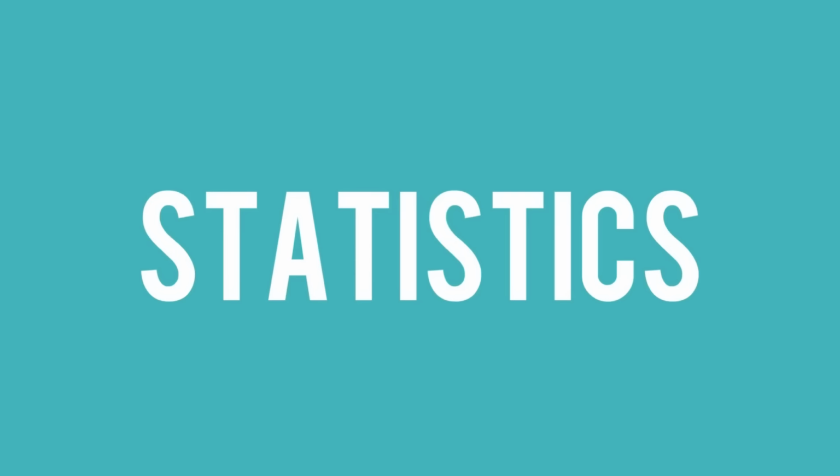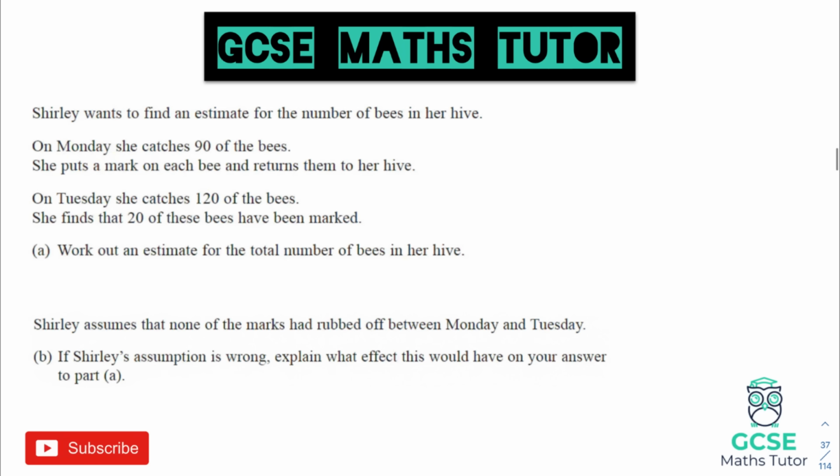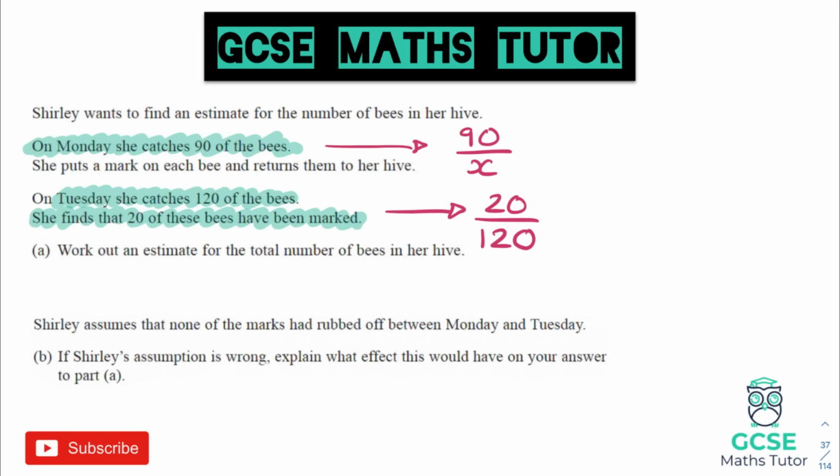Okay, on to statistics. When you're looking at capture, recapture, just read the question very carefully. We're going to write down as fractions each capture. So on the first one here, we had 90 bees were caught out of we don't know. For the next one, she catches 120 and 20 are marked. So there's our two fractions.